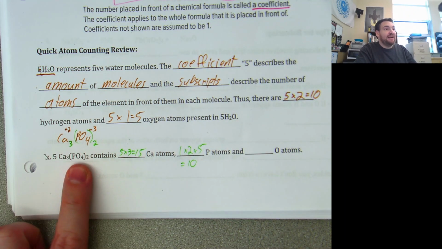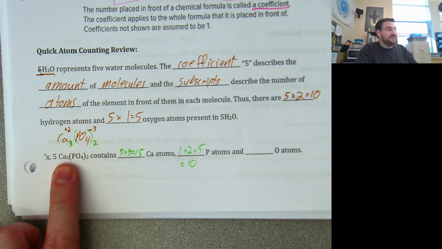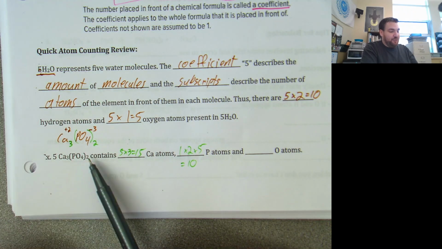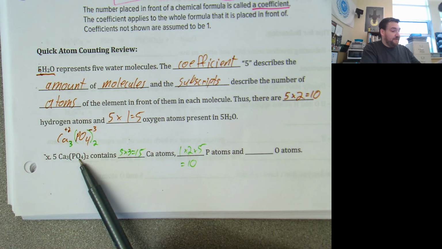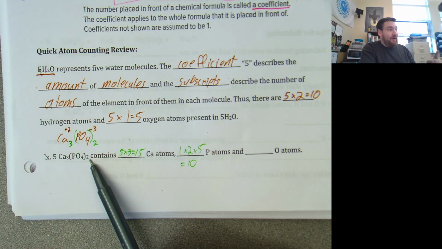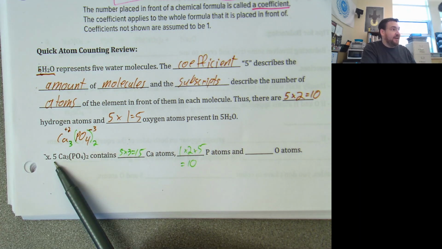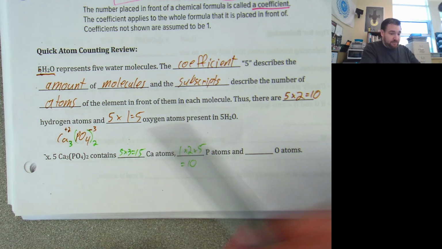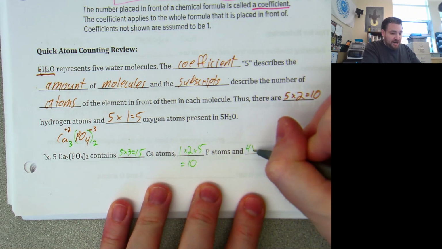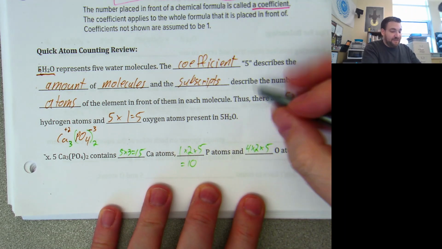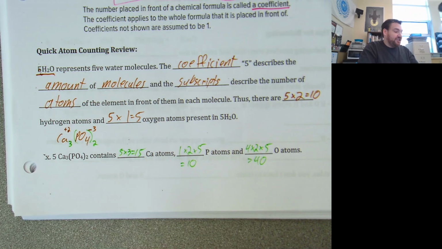How many oxygen atoms are present in 5 of calcium phosphate? Each phosphate has 4, and I have 2 groups of phosphate. So that's going to be 4 times 2 is 8. But now I've got 5 of these calcium phosphate groups. So the 8 oxygens there are going to multiply with the 5, giving us 40. So I did 4 times 2 times 5. 4 times 2 is 8, times 5 is 40 oxygen atoms present.